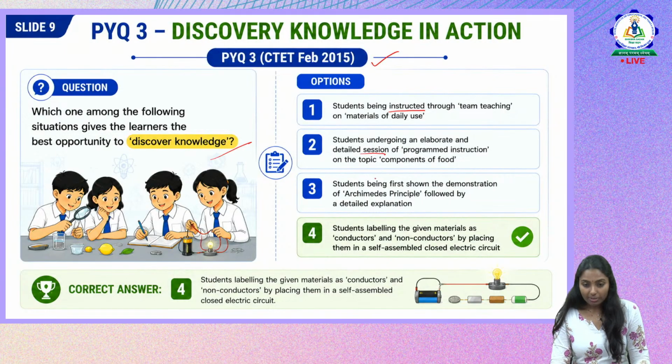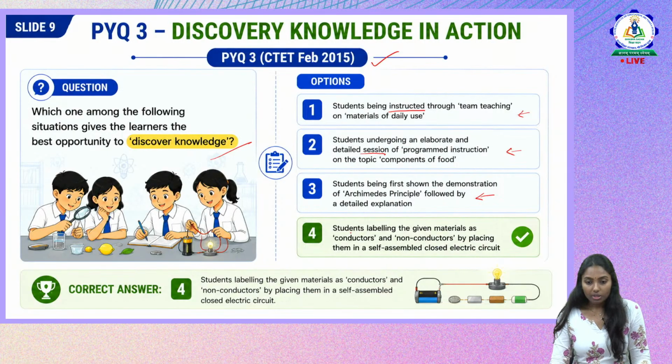Okay. Students being first shown the demonstration of Archimedes principle followed by detailed explanation. Here they are using the lecture cum demonstration method, if you have seen. First the demonstration is done, then they explain the concept to them. Here the lecture method is going on, and here also the lecture method is going on. Team teaching is a process where 2 or more teachers come and teach in a class. For example, if you take science concepts, there are certain maths things involved in them. So the maths teacher can come and teach first regarding that particular concept, and the science teacher can take over from there. This can happen in the classroom also.